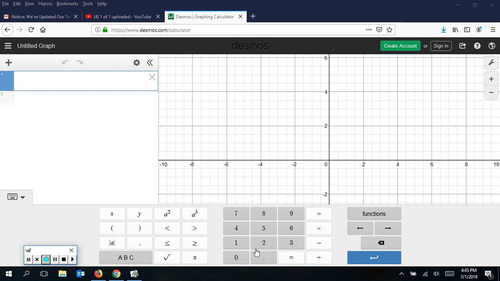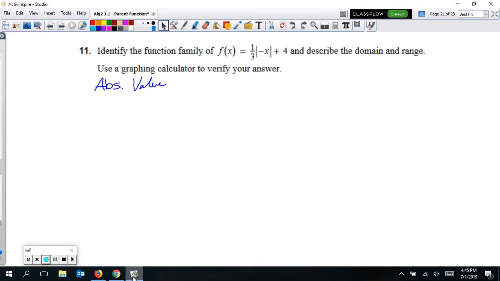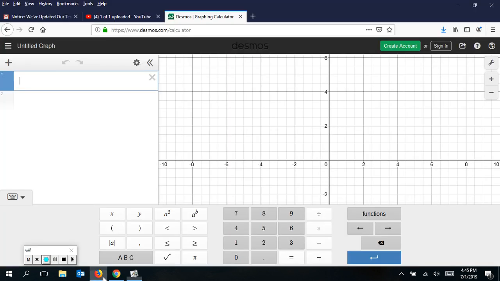Now we need an absolute value function, so that's why we want to hit the function button over here. But it starts off, let's see, how does it start? 1/3? Yeah, it's got 1/3. You can put f of x, you could put y, or you could just put this in here. You don't even have to put the equals. So we could start with the 1/3, and I'll put 1 divided by 3.